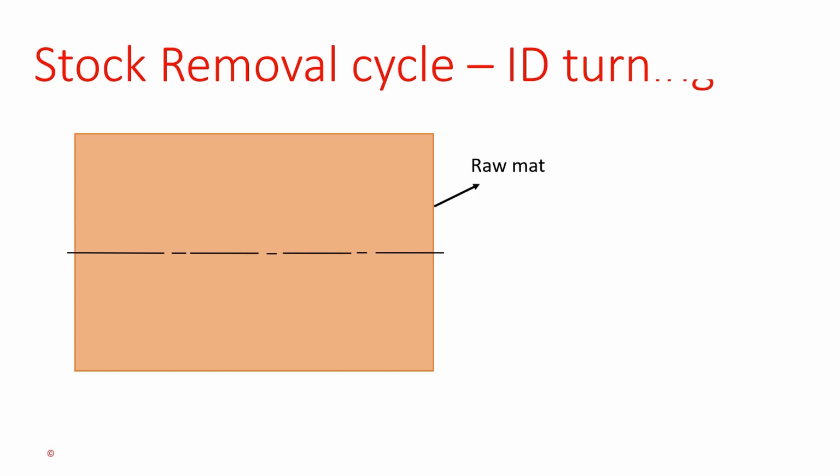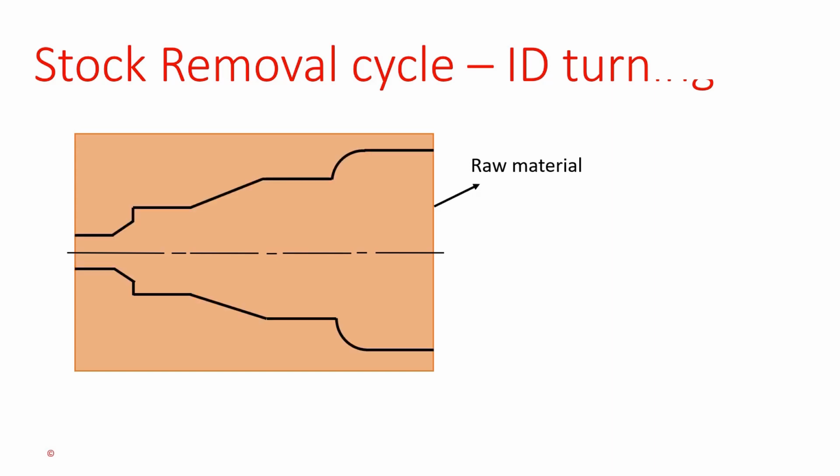This is the raw material. In this raw material, we need to create this type of component. For this component creation purpose, we have to do three types of programs. The first one is drilling, the second one is ID roughing, and the third one is ID finishing.